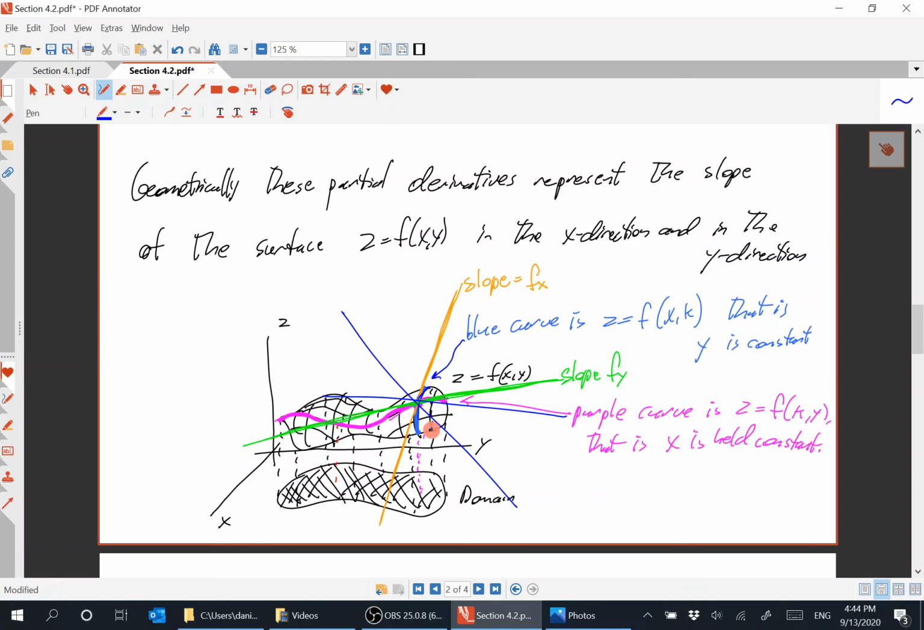This direction, this direction, this direction. So far, we only have the x direction and the y direction, so the i direction and the j direction. But later on, we'll have any direction, any unit vector direction that we want in the xy plane. And that'll be the directional derivative, and we'll talk about that later.